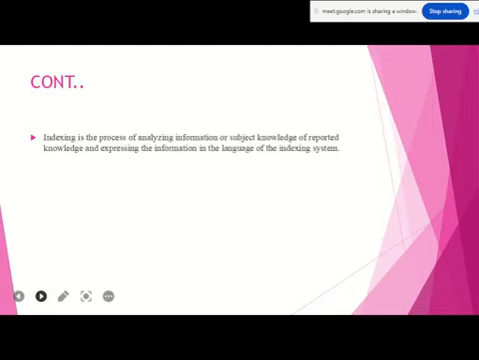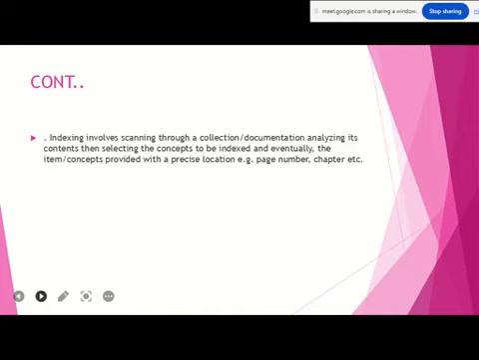As a continuation, we again have to understand that indexing is the process of analyzing information. Indexing is a process of analyzing information or subject knowledge of reported knowledge and expressing the information in the language of the indexing system. That is very key. Indexing involves scanning through a collection.